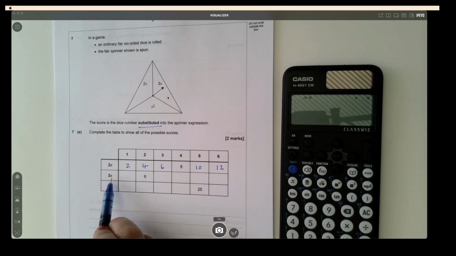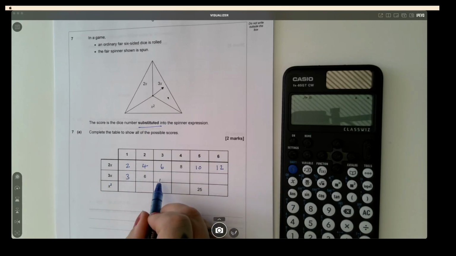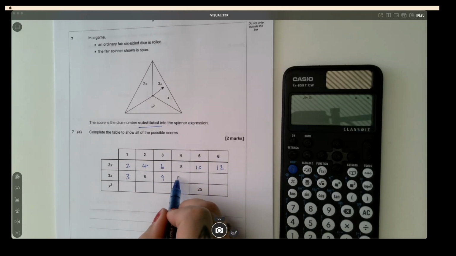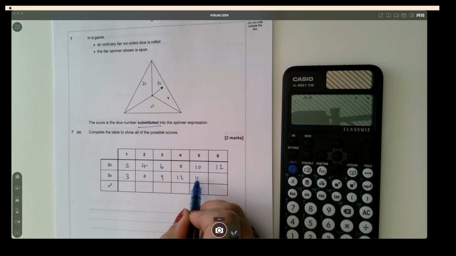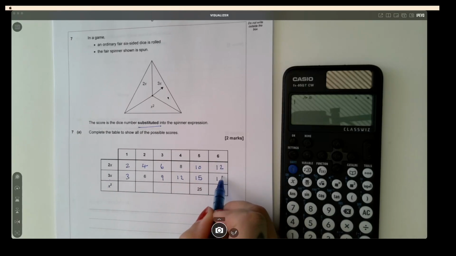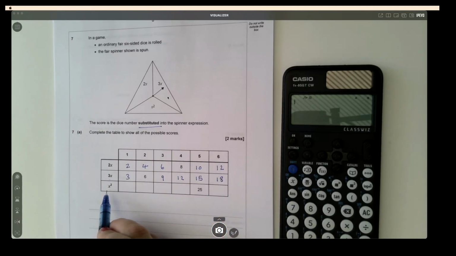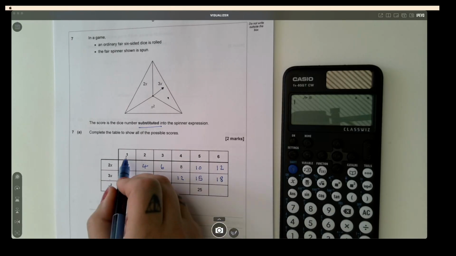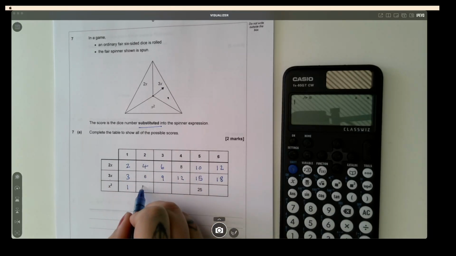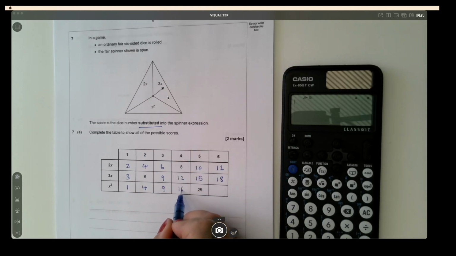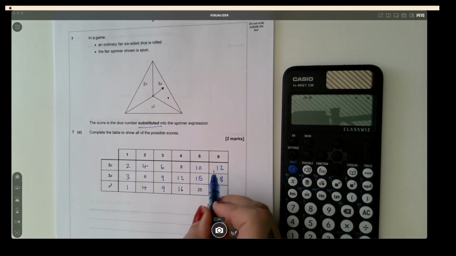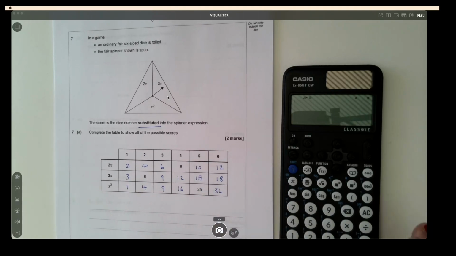3x means 3 times x, so 3 times 1, already completed. 3 times 3, 3 times 4, 3 times 5, and 3 times 6. X squared, we multiply the number by itself. So 1 squared is 1, 2 squared is 4, 3 squared is 9, 4 squared is 16, 5 squared is already done, 6 squared is 36.